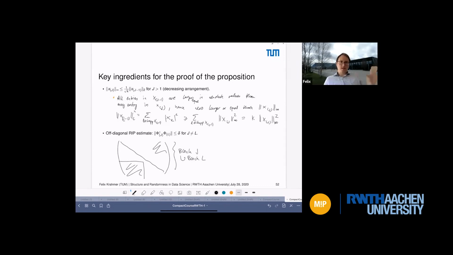And you can actually make this visualization pretty much rigorous in exactly the same way that I've just said. So I said RIP implies that action on the diagonal is large and off the diagonal is small. That's really what we are using here. So that will be the second ingredient that we will use for the proof of the proposition.